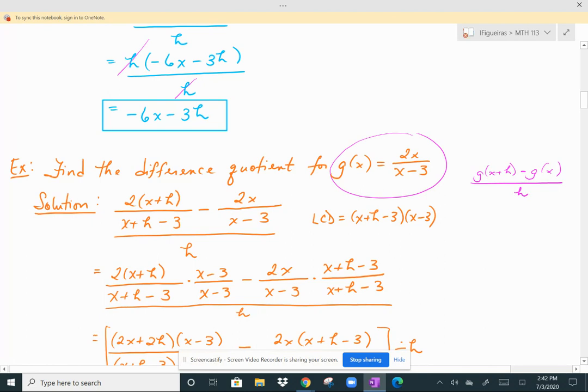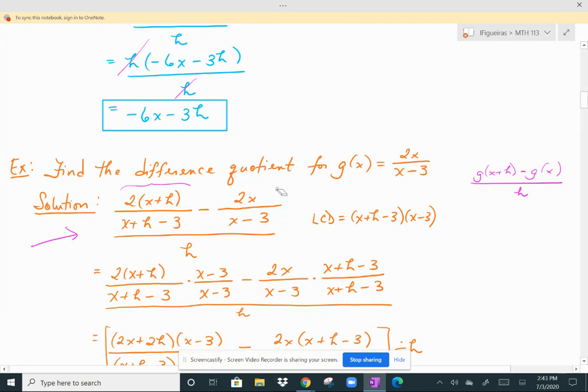Okay, so let's apply that to g of x. So here's your difference quotient. The x's change to x plus h. That's the g of x plus h part of it, and it has to change in both the numerator and the denominator. And then minus g of x, well, that's just minus your function, so that's exactly what you see here. And then the whole thing is over h.